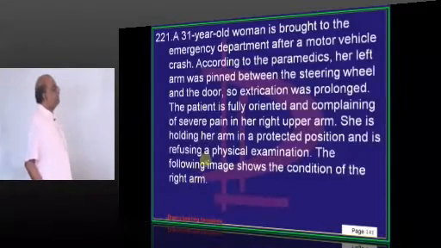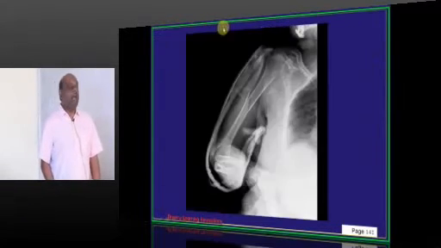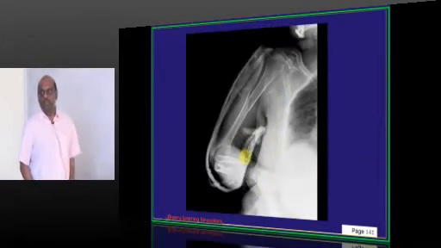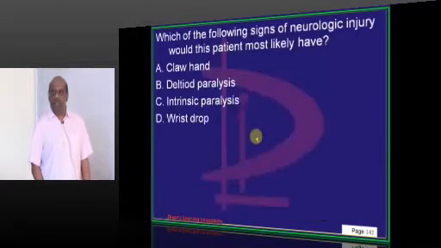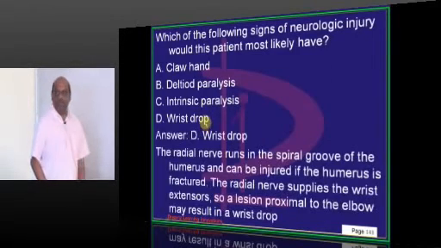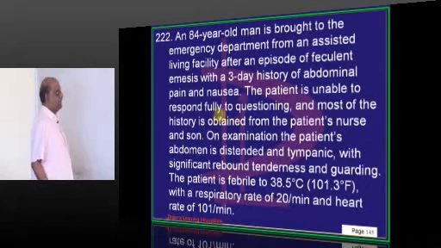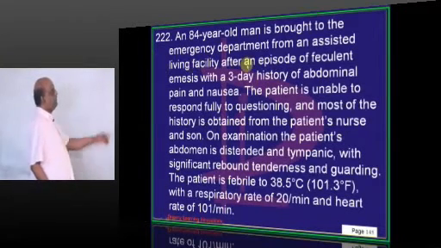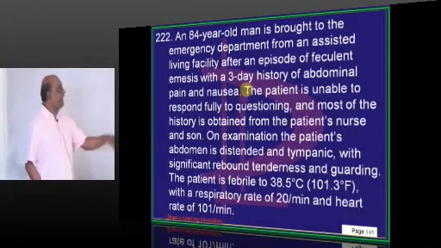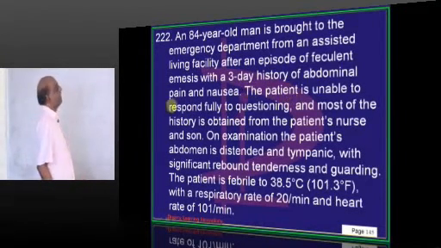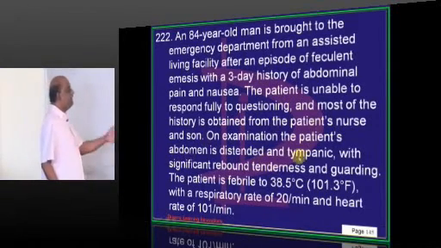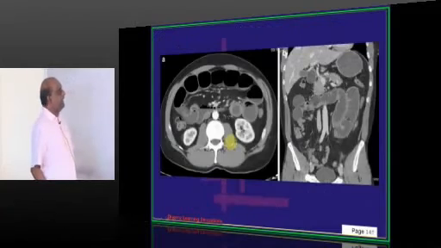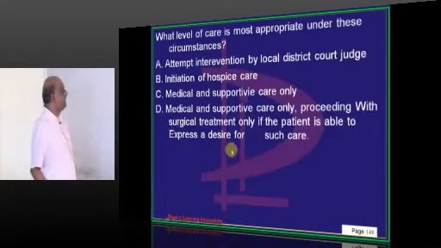A 31-year-old woman happened to have a fracture of the humerus. Fracture of the humerus leads to injury to the radial nerve, leading to development of wrist drop. That's what you need to align with. An 85-year-old is brought with an episode of feculent emesis with a 3-day history of abdominal pain and nausea, and he has an abdomen which is distended and tympanitic, and the radiograph and CT are shown.